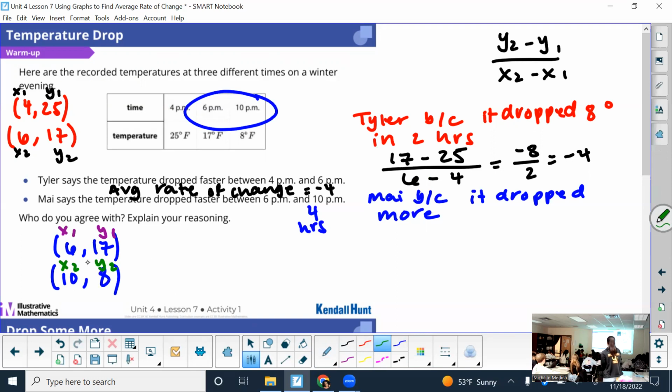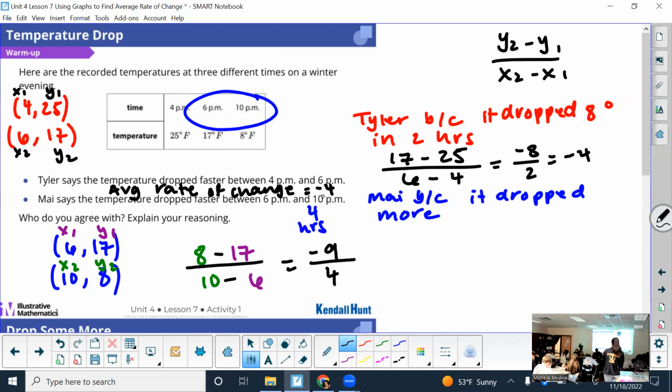So now in this one, we said Y2 is 8 minus Y1, which is 17, good, divided by X2, which is 10, minus X1, which is 6. And then just simplify. What's 8 minus 17? Negative 9 over 10 minus 6, which is 4.